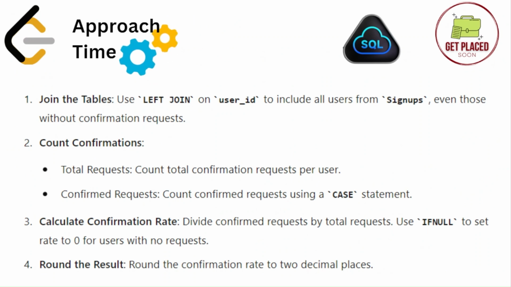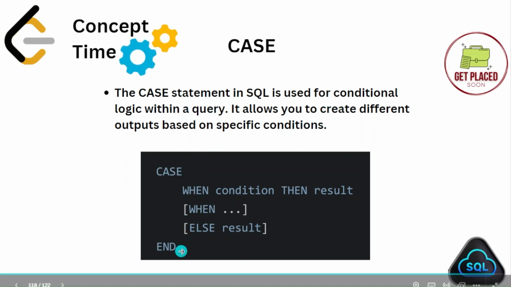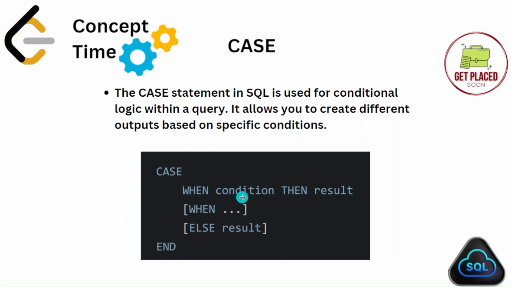So, getting started with the concept. CASE statements are used for conditional logic within a query. So we'll use CASE and END, and here we'll write the condition: WHEN condition THEN result. Whatever condition you put here, if it becomes true, then the result will directly become this. So if you have a fixed result and a fixed condition, you can use the CASE statement in SQL. It allows you to create different outputs based on specific conditions.